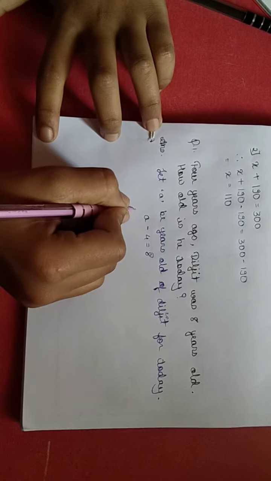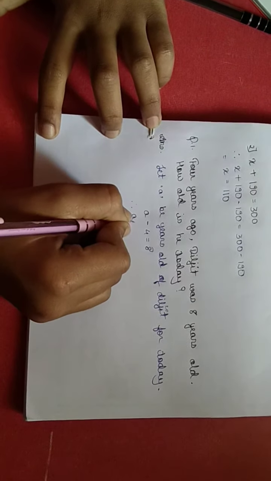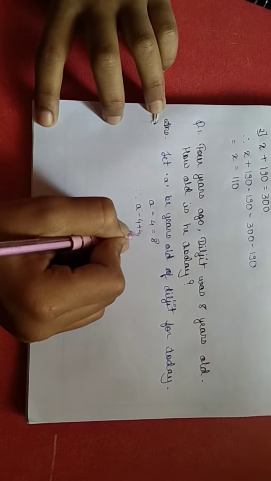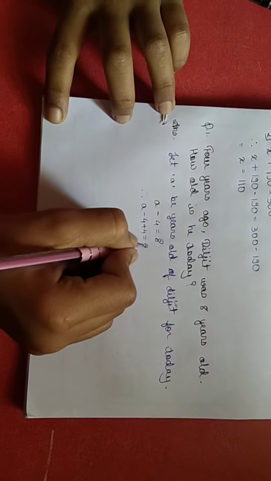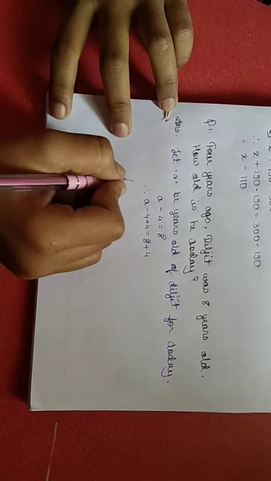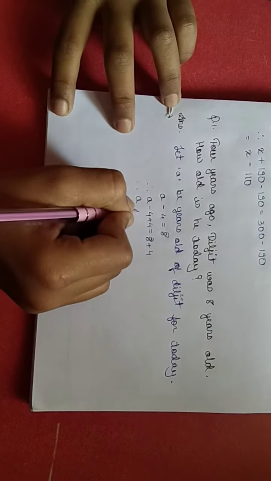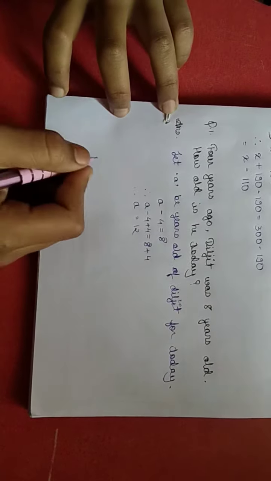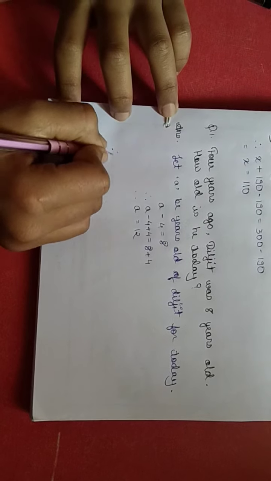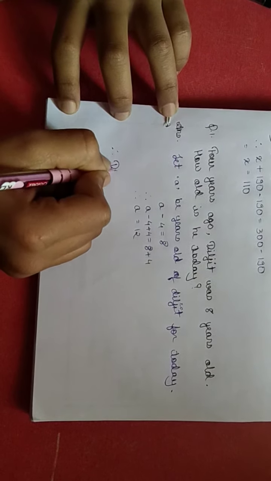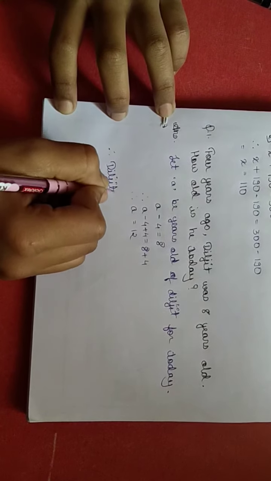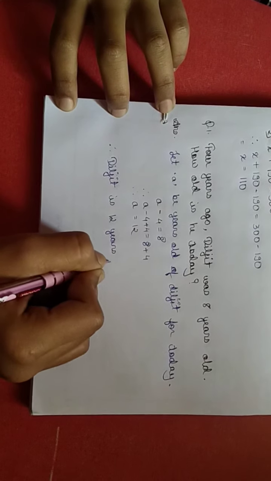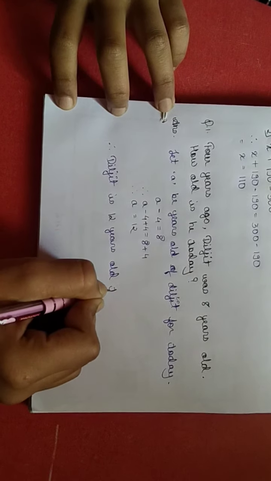So we will solve it now. Therefore A minus 4. What's the opposite of minus? Yes, plus 4. A minus 4 plus 4 is equal to 8 plus 4. So therefore A is equal to 8 plus 4, which is 12. So we have to write the main statement. Therefore Diljit is 12 years old today.